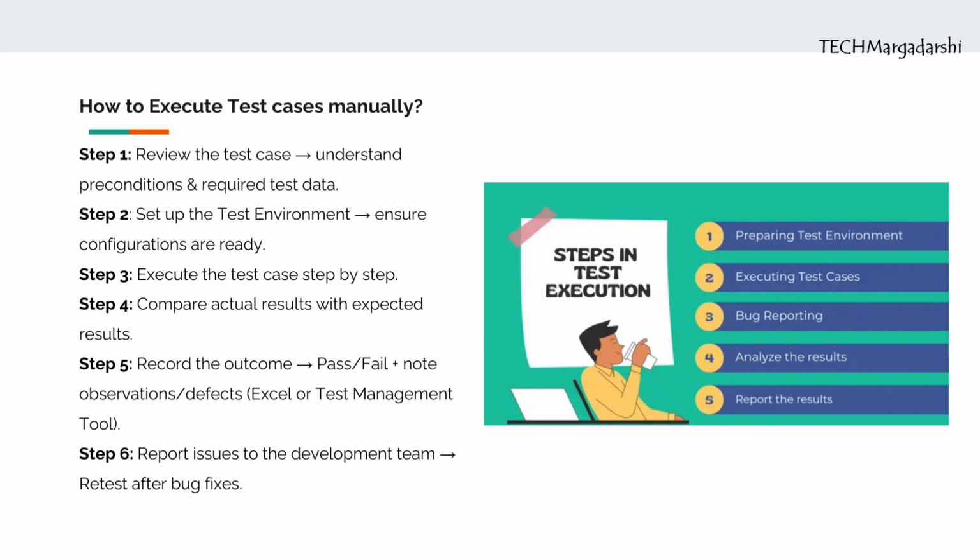Step 4. Compare the actual results with the expected results. Step 5. Record the outcome as pass or fail and note any observations or defects in Excel or a test management tool. Step 6. Report the issues to the development team and retest once the bug fixes are applied.